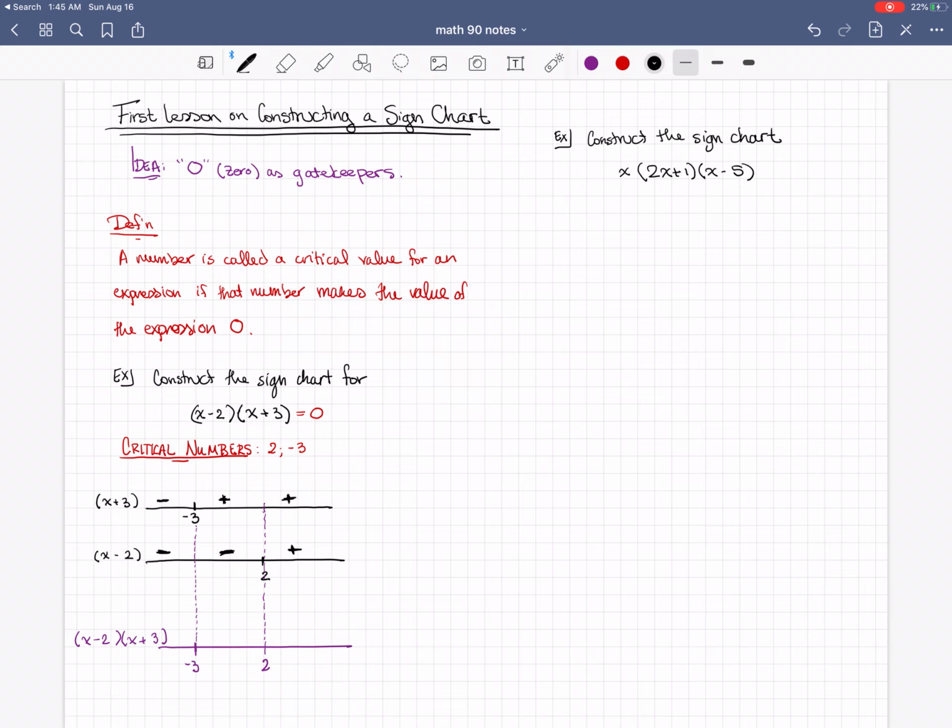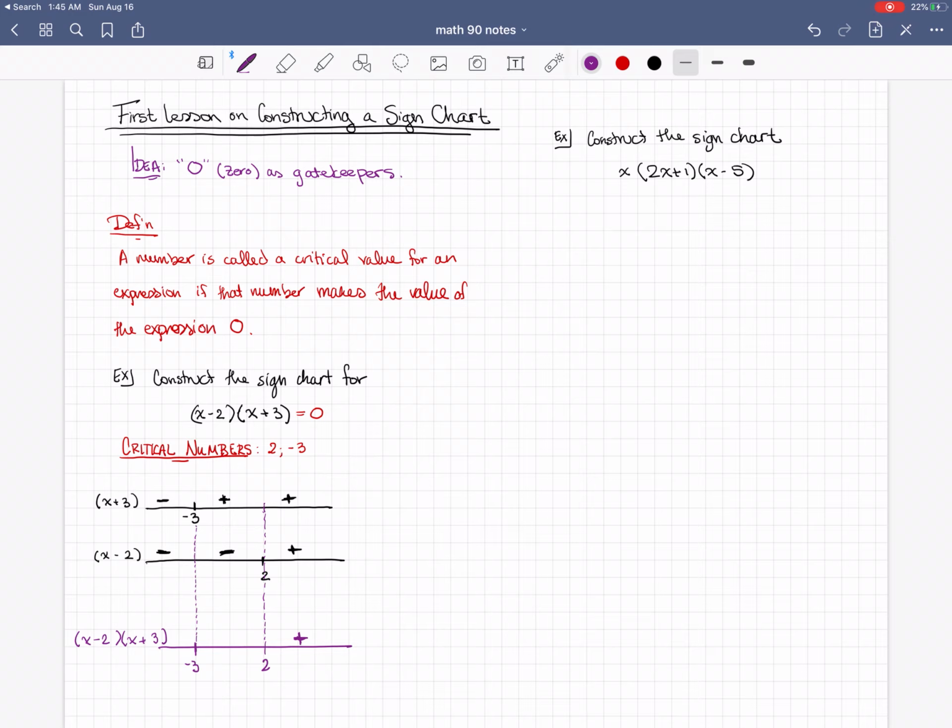Alright, so now we are ready to construct the final sign chart. So remember how we talked about the fact that the purple sign chart is kind of the product sign chart. We are multiplying these two factors together to get our final product. So we talked about how if you take a positive number times another positive number, you end up with a positive value.